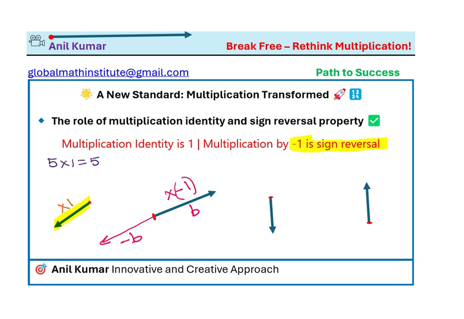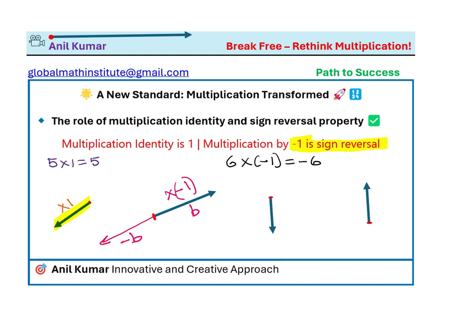Now, when you multiply by a negative number, what is happening? The sign reverses. So if it was, let's say, 6, right? 6 times minus 1 will give me minus 6. The sign reverses. So two things. In the first part, we saw how scaling works, right? It gets enlarged or it gets reduced.